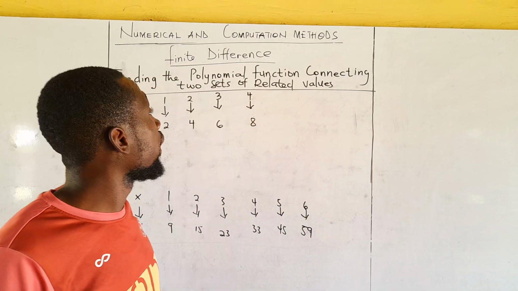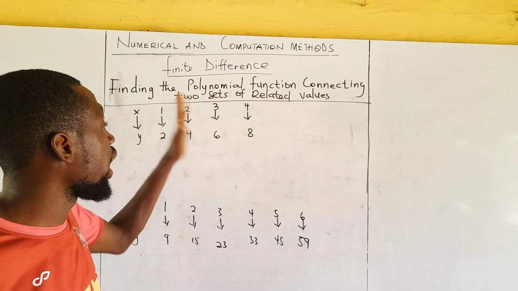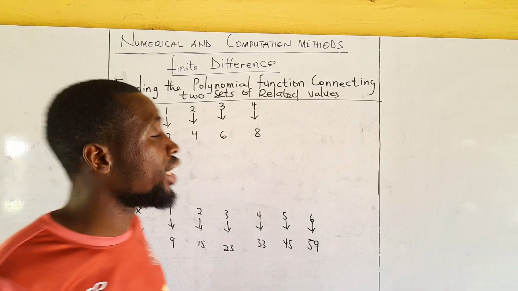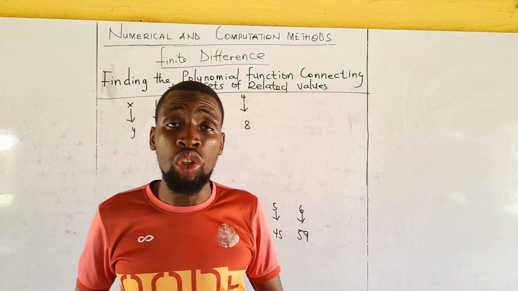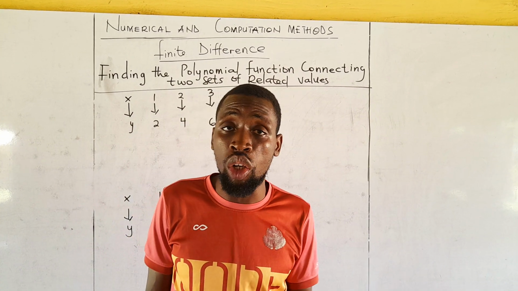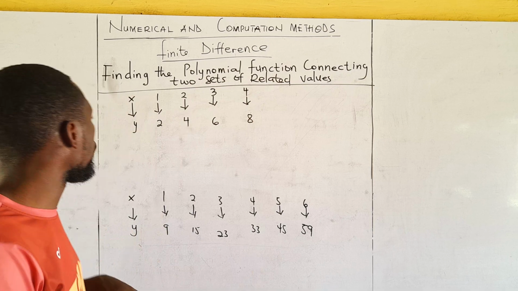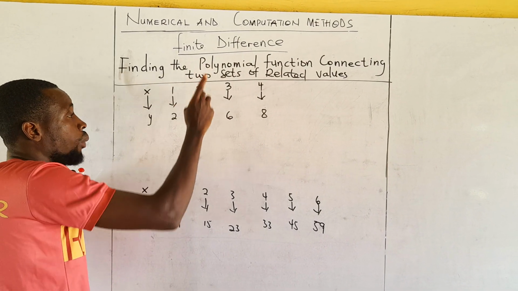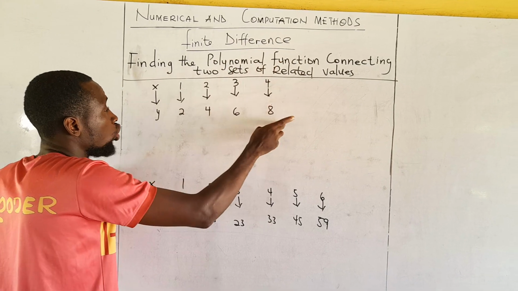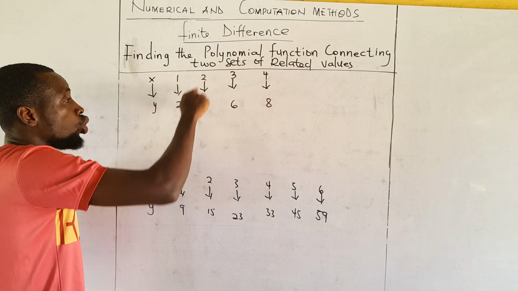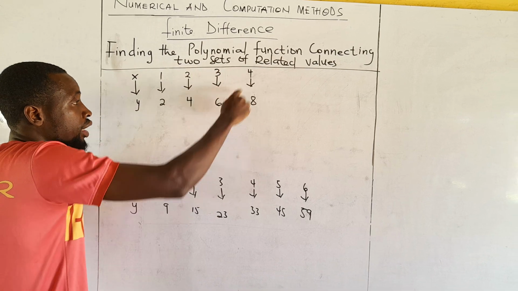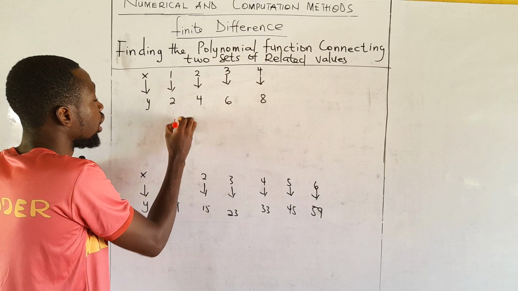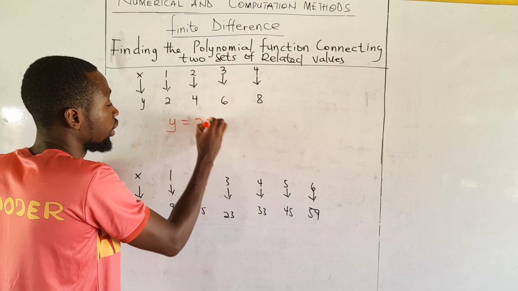Our discussion on numerical and computational methods will be on finite difference, and our attention will be on finding the polynomial function connecting two sets of related values. Do you have an idea on mapping and how to find the rule for mapping? For instance, if we have a mapping x maps to y, where 1 corresponds to 2, 2 maps to 4, 3 maps to 6, 4 maps to 8. You can see twice of 1 is 2, twice of 2 is 4, twice of 3 is 6, and twice of 4 is 8. So we can say the rule for this mapping is y equal to 2x.